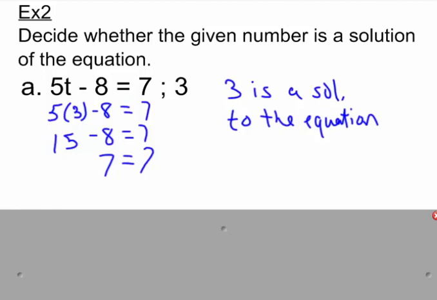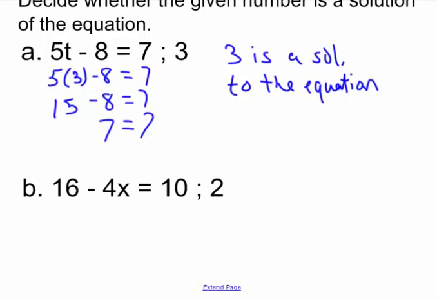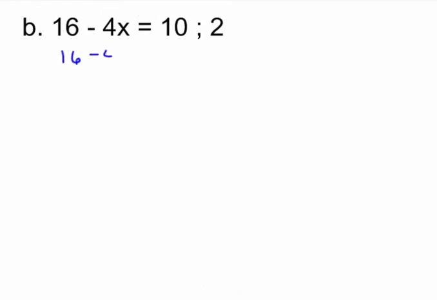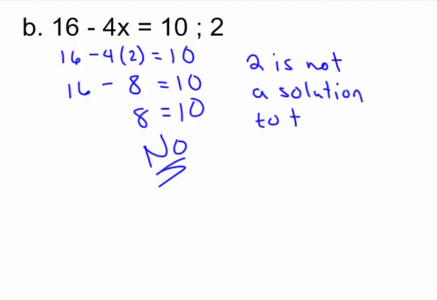Now, if it isn't true, then it won't be a solution. If I look at this one in B, I have 16 minus 4 times x. Now, again, what am I going to do? I'm going to put in the value for x, the 2. I'm going to take 16 minus 8, which equals 10. 16 minus 8 is, of course, 8. 8 does not equal 10. What does that mean again? That would mean that 2 is not a solution to that equation. It doesn't mean there aren't any solutions, just that 2 is not the particular solution to that equation.